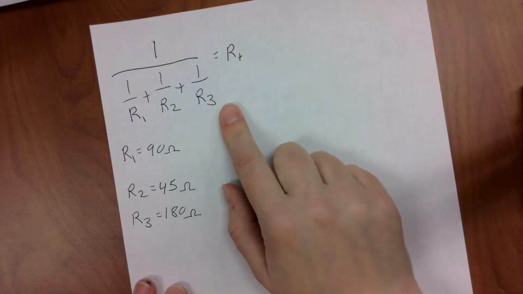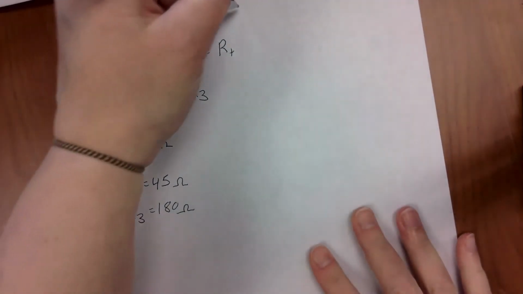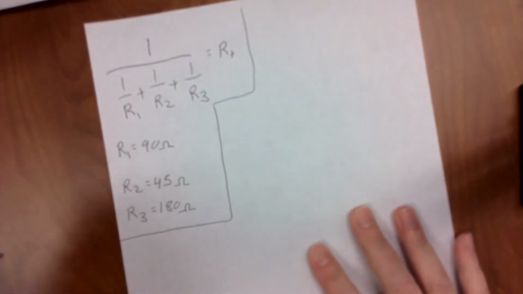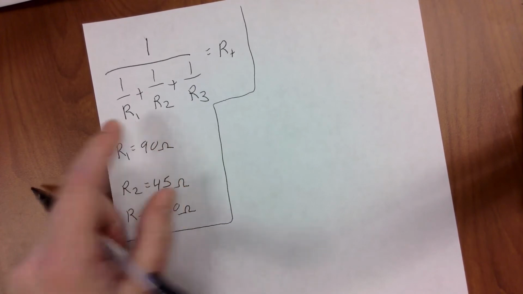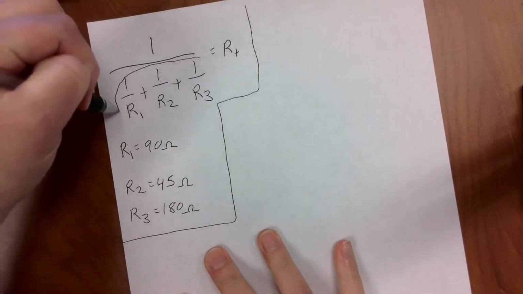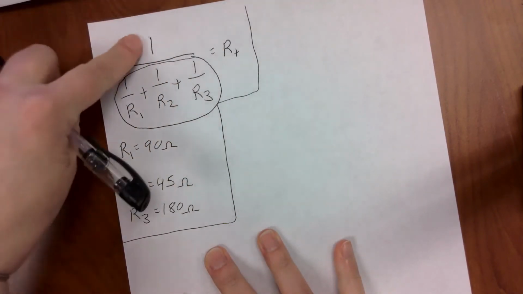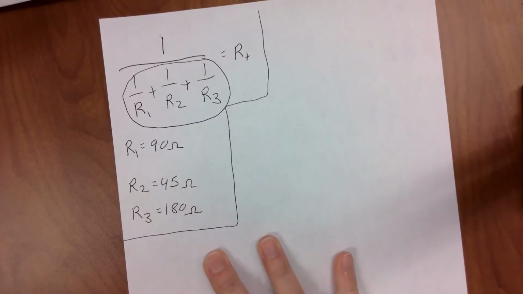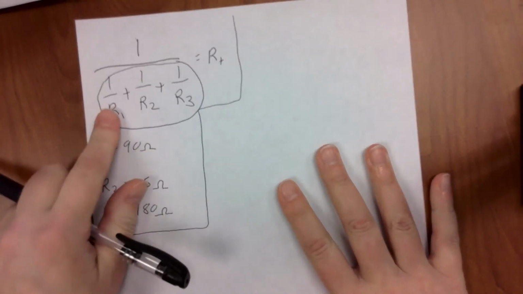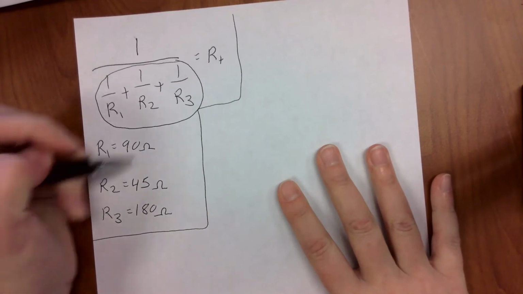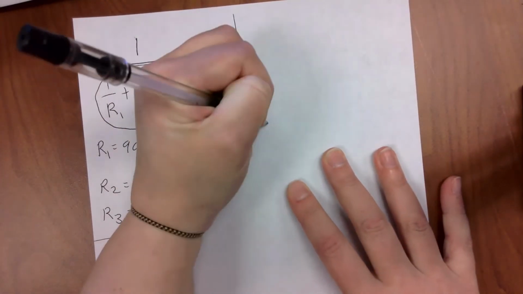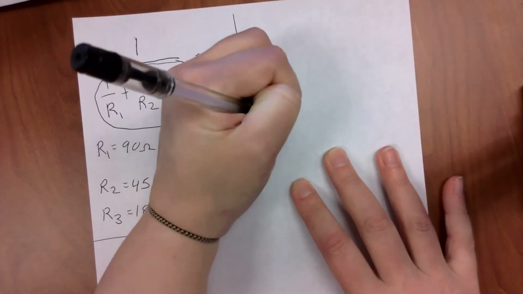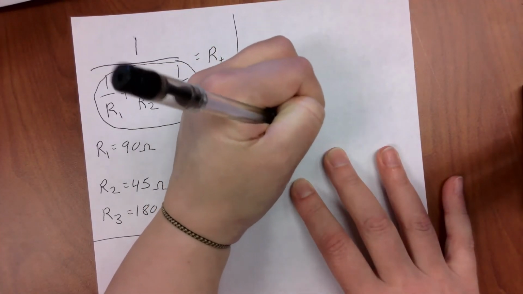So how this equation works is actually fairly simple if you know how to add fractions. Right now, we are going to concentrate on the bottom half of the equation only and not worry about that part. Okay? So when we write this, it's basically 1 over 90 plus 1 over 45 plus 1 over 180.